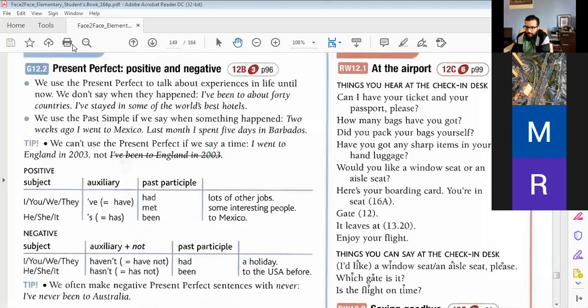So we use have, and these are examples. So you can say I have had lots of other jobs. I've had lots of other jobs. I've met some interesting people. I've been to Mexico مثلا. لو negative, I haven't had a holiday. She hasn't been to the USA before مثلا.